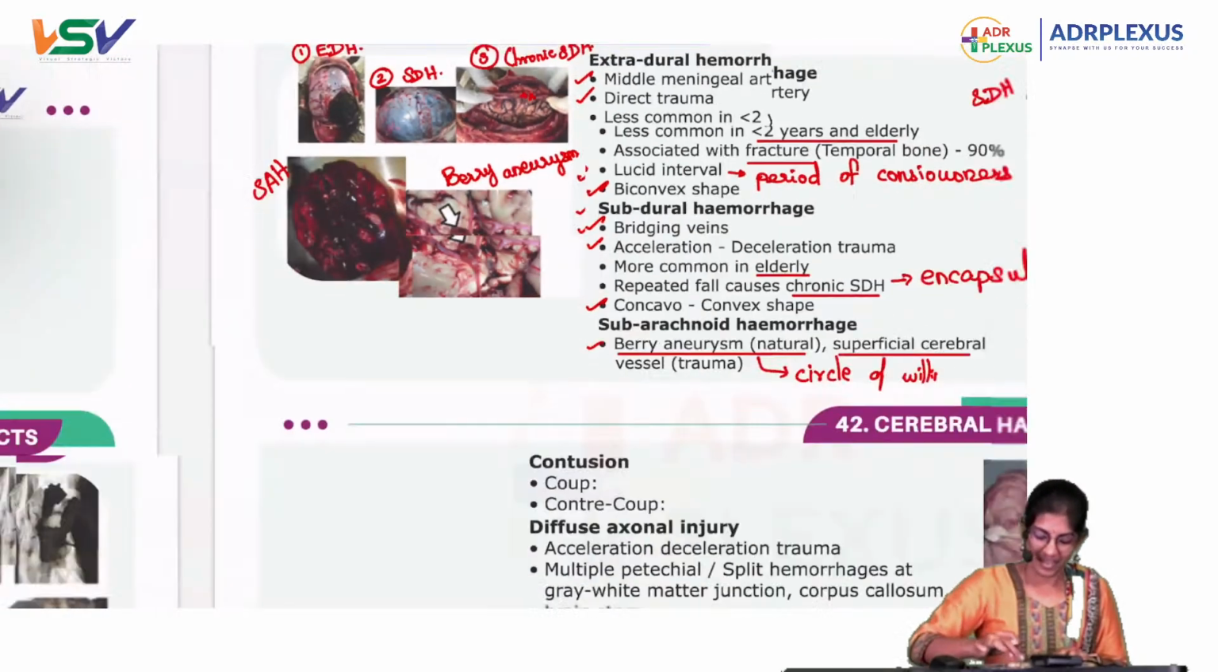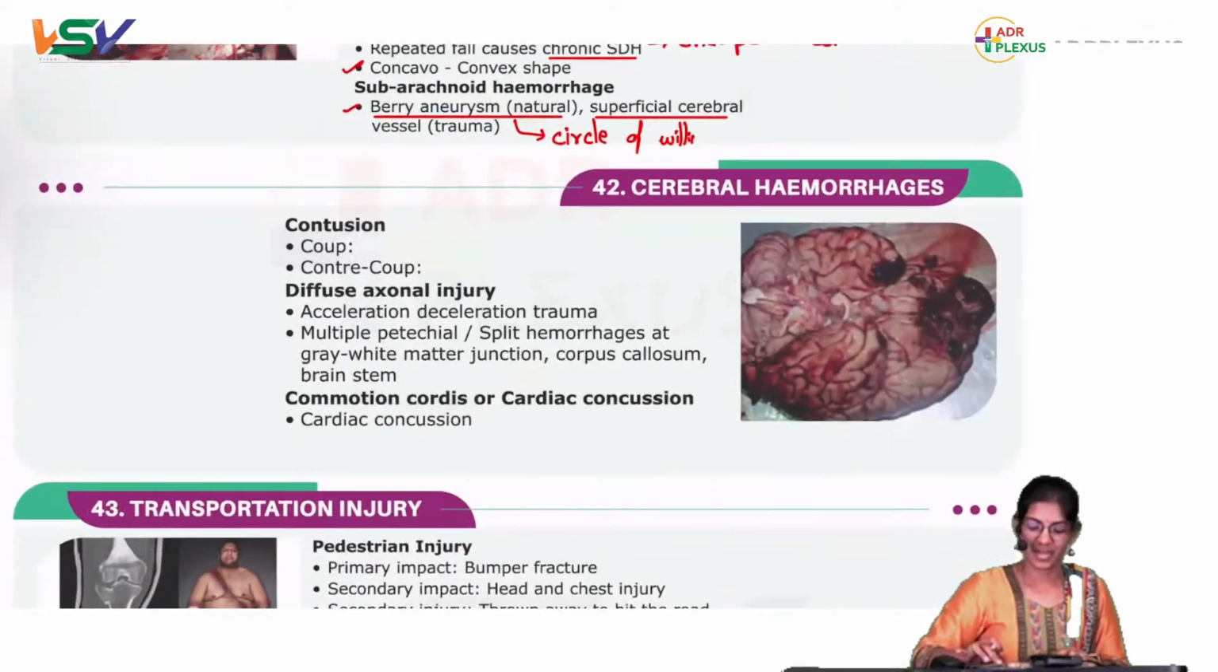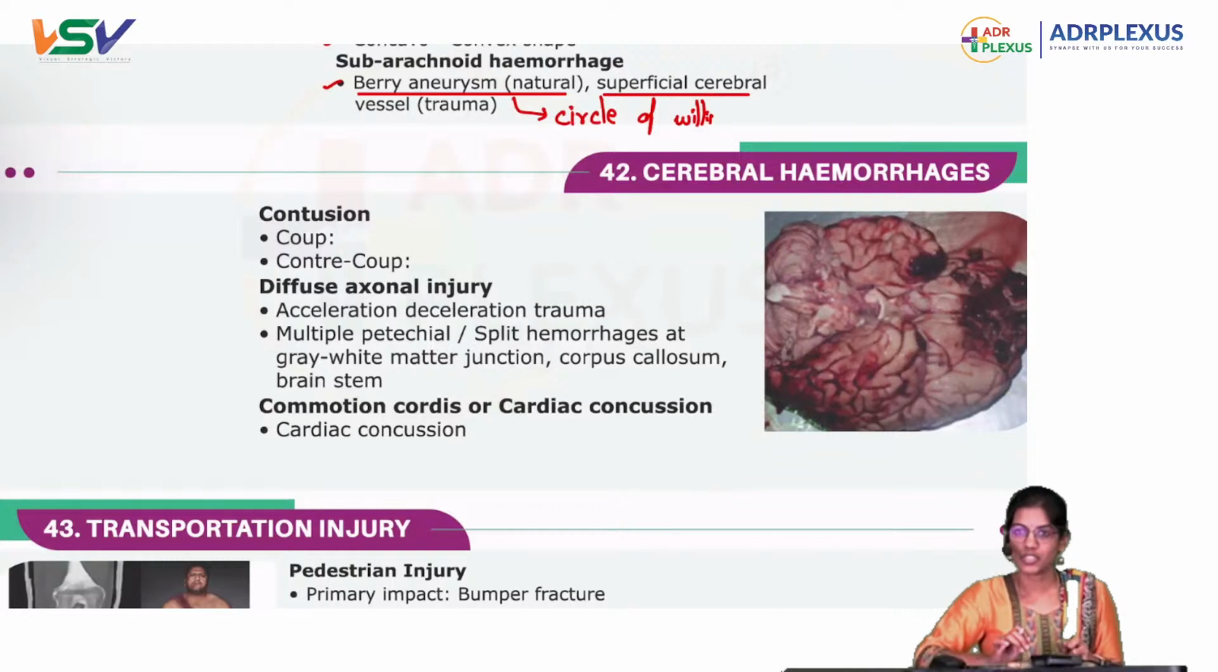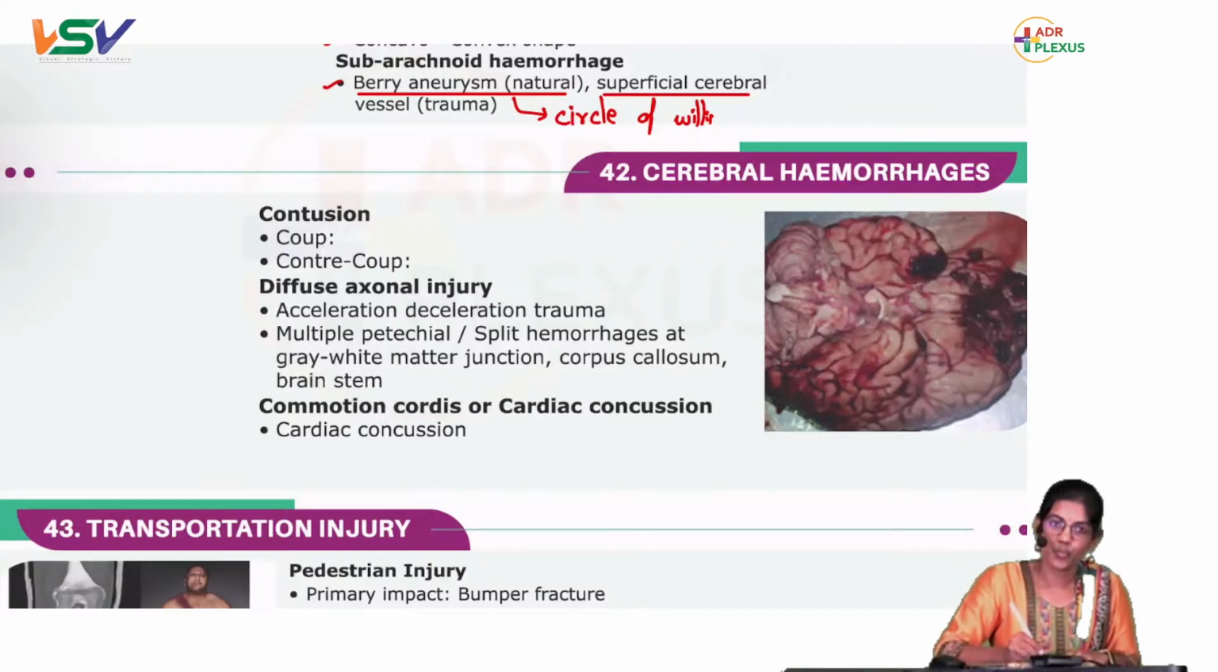All right. Let's go to the next part. Cerebral hemorrhages. First, let's see the contusion. At the site of trauma, the same site is containing the contusion. That is coup injury. Same site of trauma.